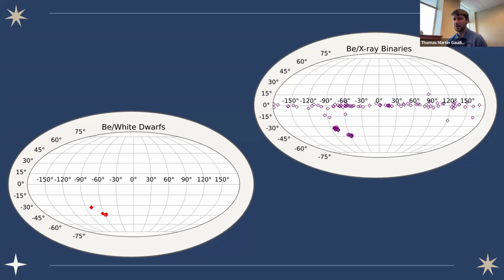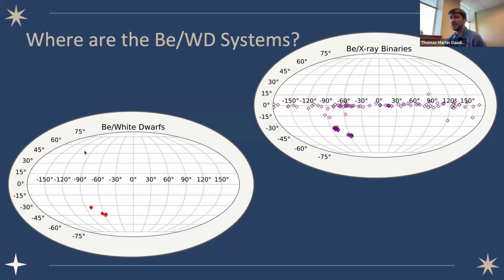This leads us to an important question that we need to really understand if we're going to better our understanding of BE white dwarfs and BE X-ray binaries in general, and that is, where the heck are all of these BE white dwarf systems that we expect to see but are not finding in our universe?